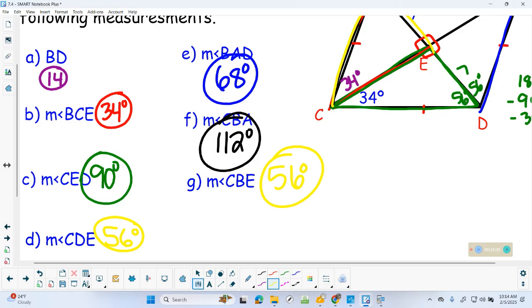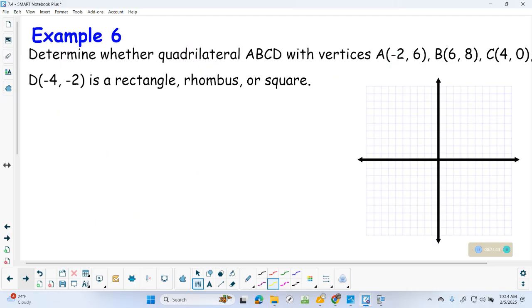Okay, are you ready for this last problem? Oh, boy. Write small. Okay. Determine whether the quadrilateral is a rectangle, rhombus, or square. Okay, let's do it. Let's graph the points here. A is at -2, 6. B is at 6, 8. I'm just plotting the points. I'm not doing anything great here. C is at 8, 4, 0. That's a sloppy C. And D is at -4, -2. Got it. Okay, let's connect them. See what we got.